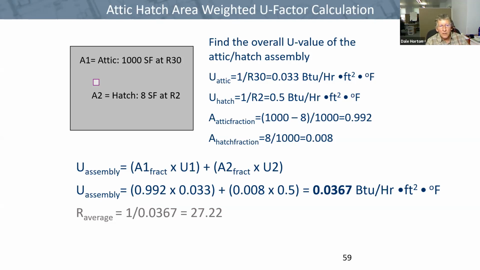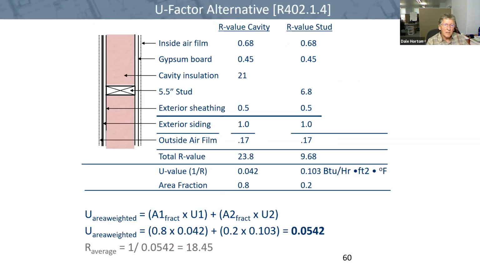Of course, if the roof hatch met the requirement for ceiling insulation, you wouldn't have to do the calculation. But if for some reason some area of the ceiling failed to meet the requirement, you could do this U factor calculation to see if, on average, the entire ceiling met the requirement.